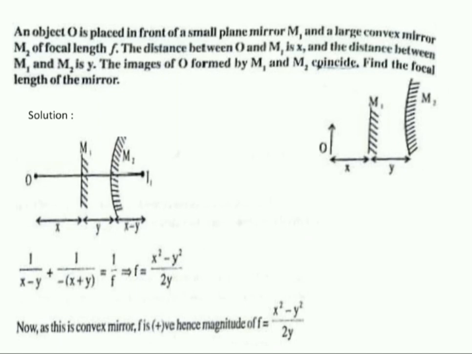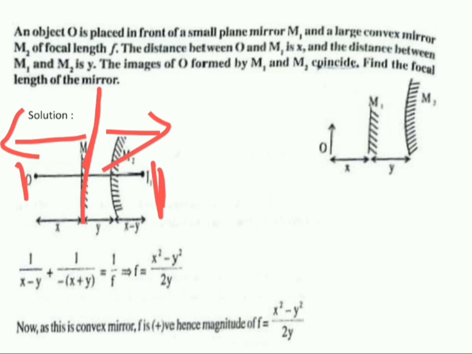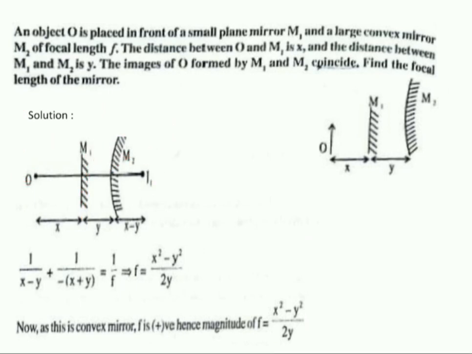First, let us start with mirror M1. It's a plane mirror. For a plane mirror, if object is at a distance x, where should the image also be? Same distance. So already M1 to M2 distance is y. So remaining distance should be what? The remaining distance should be x minus y. So for this object O, we are getting the image as I1. Distances should be same with respect to mirror. So if this distance is x, image also should be at the same distance, that is x. So therefore we have got the distance from M2 to image as x minus y.